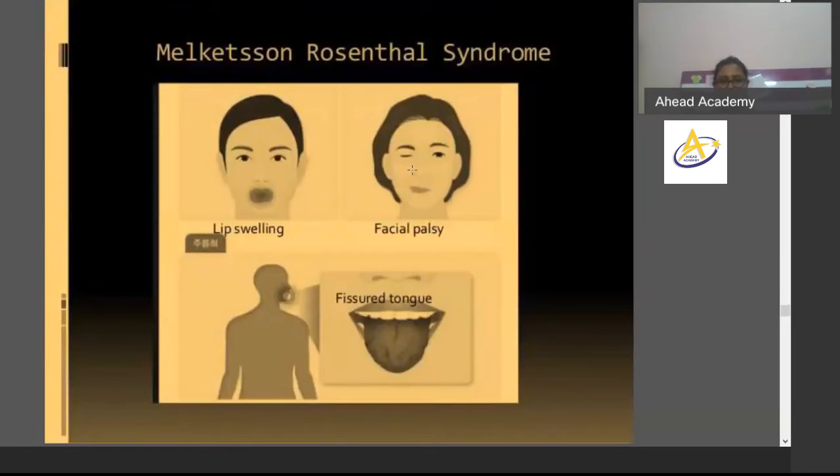Melkersson-Rosenthal syndrome. It leads to lip swelling, facial palsy, and fissured tongue. This is one of the important questions that are recently asked in international exams: what is the syndrome associated with fissured tongue? Moving on.